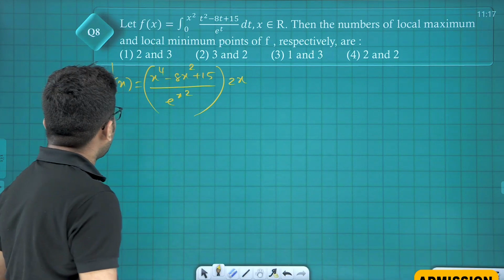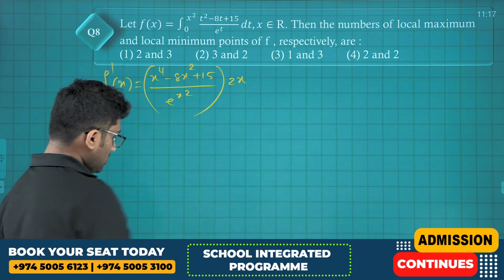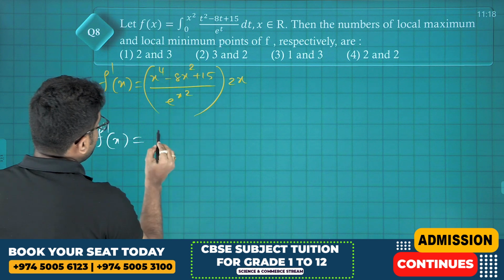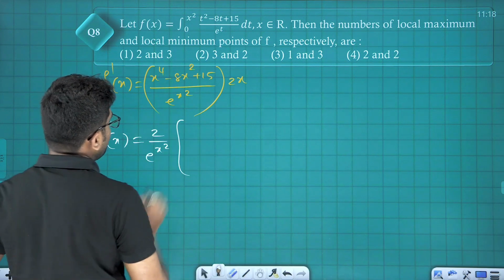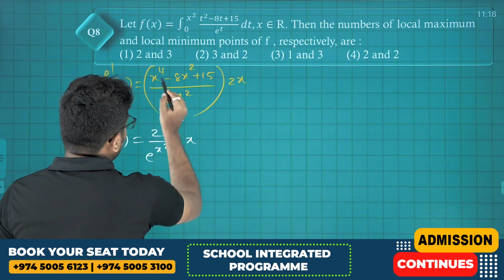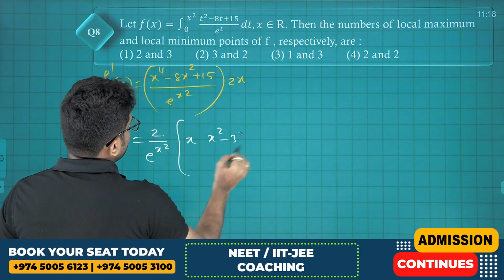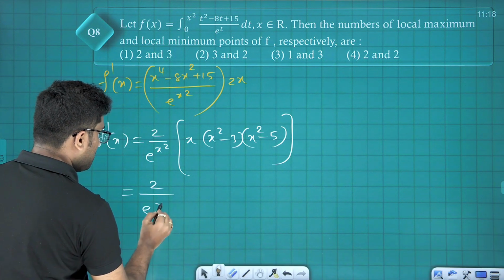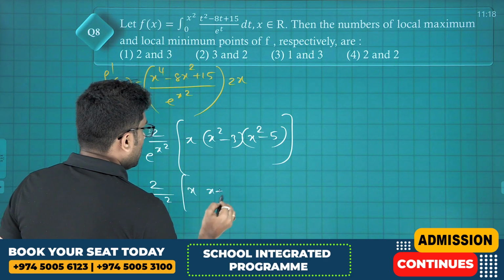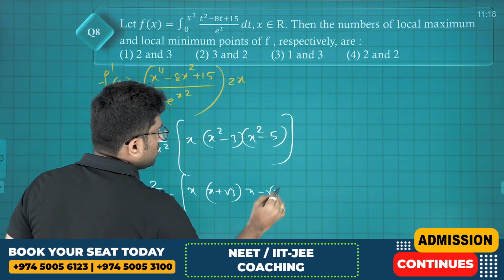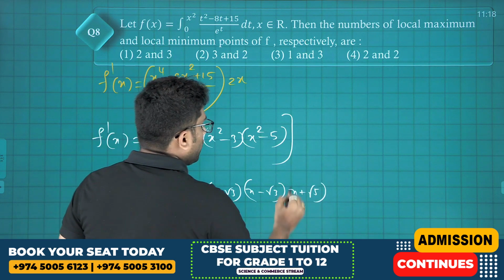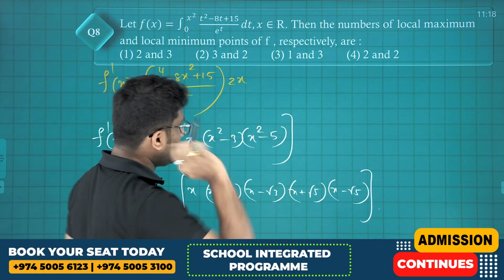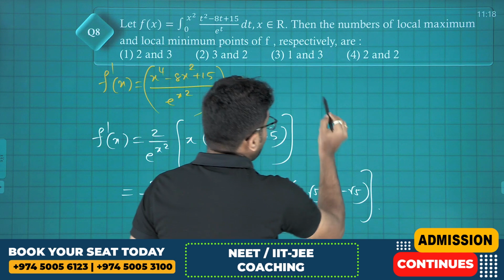So local minima or local maxima means we have to find the critical points of f dash x only. Now just try to factorize this. F dash x is equal to 2 by e power x square, x into x power 4 minus 8x square plus 15, which can be written as x square minus 3 into x square minus 5. So 2 divided by e power x square into x into x plus root 3 into x minus root 3 into x plus root 5 into x minus root 5. So we have got 1, 2, 3, 4, 5 critical points, friends. 5 critical points.